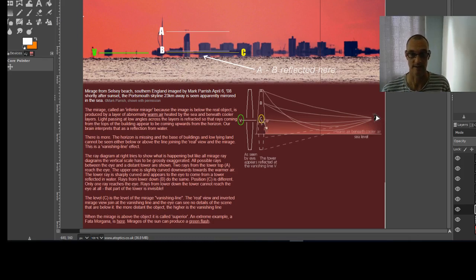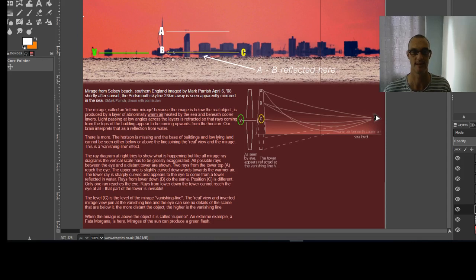And then we have C here, so I've got a line here to represent C, and it says here, position C is different. Only one ray reaches the eye. Rays from lower down the tower cannot reach the eye at all. That part of the tower is invisible.